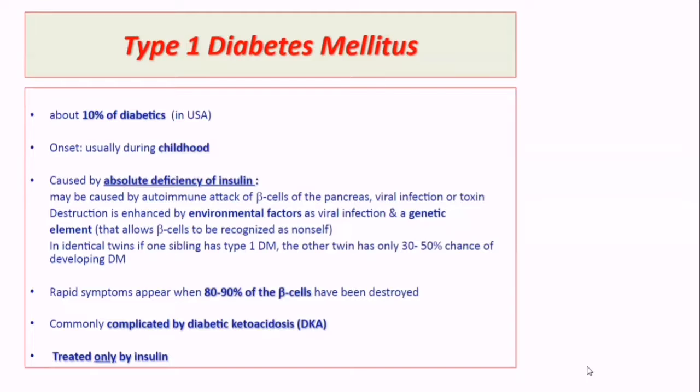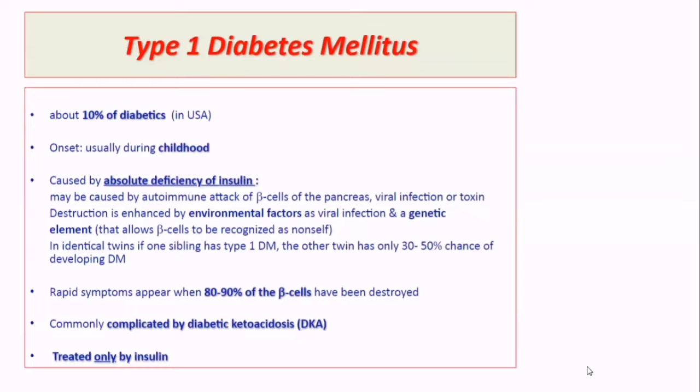I have told you that only 10% of diabetics are type 1 diabetics, and onset is usually in the early ages, and it is a status of absolute deficiency of insulin production. It may be caused by the autoimmune attack of the beta cells of the pancreas, either due to a viral infection or a toxin destruction that is enhanced by environmental factors, and also there might be a genetic element which allows the beta cells to be recognized as a foreign body.